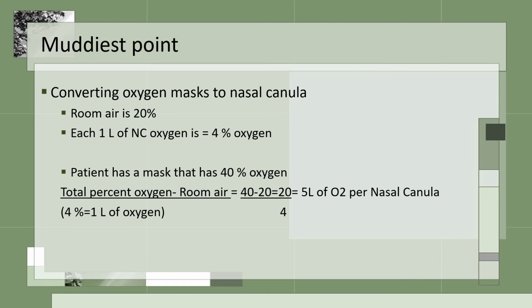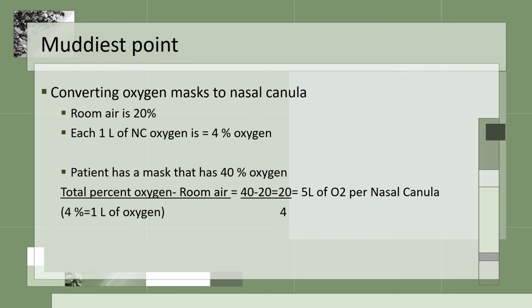Converting oxygen mask to nasal cannula. So room air for our math purposes is 20%. I picked that because it's easy to round, and we're not going to give like 3/4 of a liter. So it just helps us keep nice even numbers. Each liter of nasal cannula oxygen is 4% oxygen. So we know that we're going to use that number 4 a lot.